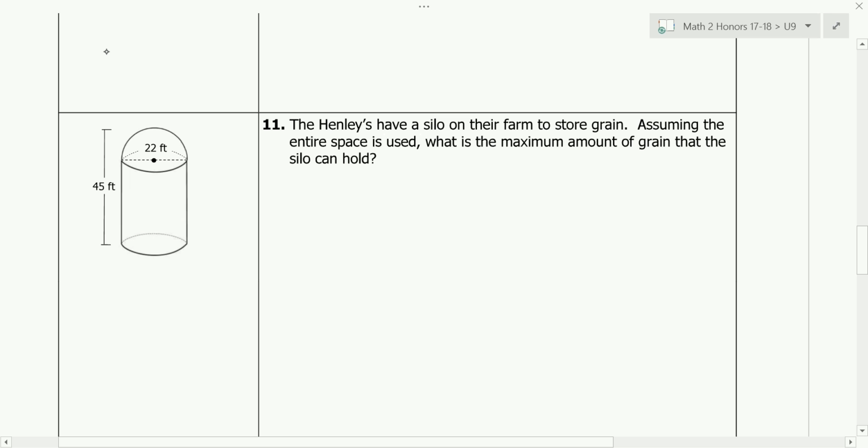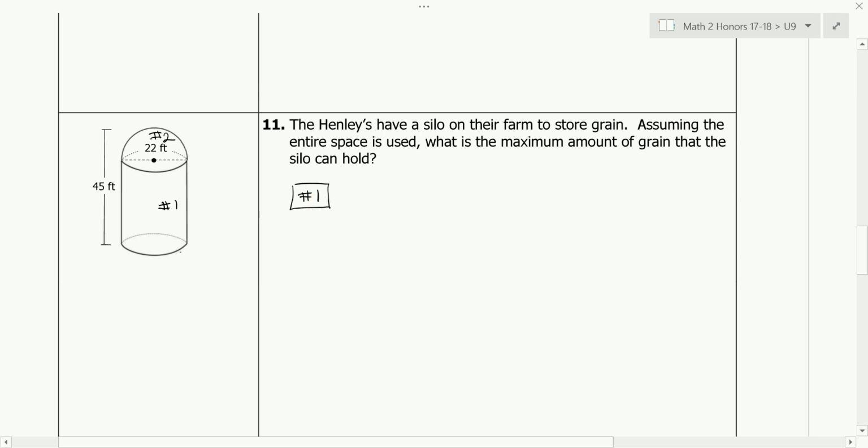Okay, so first thing you want to notice is we have two separate pieces, so we have to find two separate volumes, right? What two shapes are present here? A cylinder, and we'll call that shape number 1. And what's the other shape? A hemisphere. We'll call that shape number 2. Okay. So let's go for the volume of the cylinder. So shape number 1.